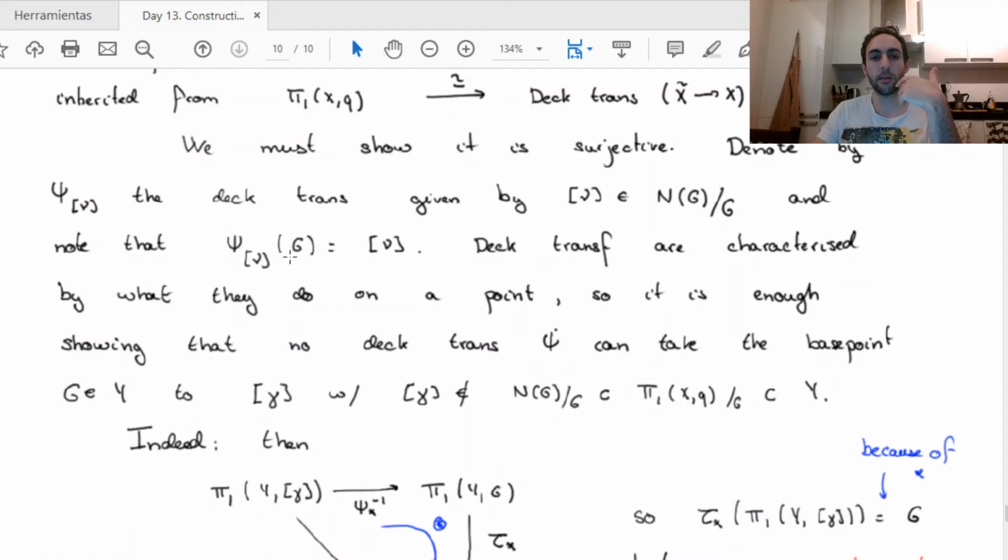They just map the base point to some element in the normalizer. So it's enough if we prove that every deck transformation must take the base point to a normalizer, because then we will be done.